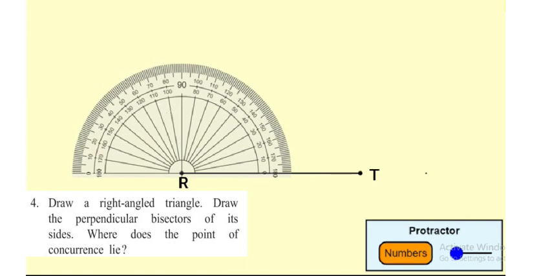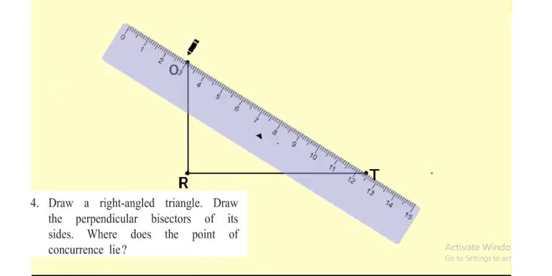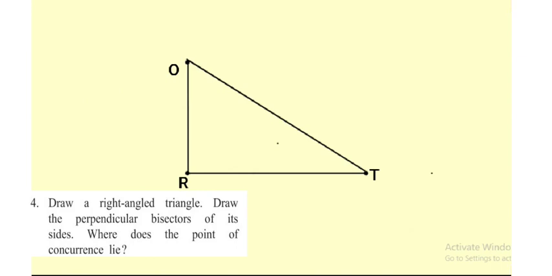This marking on the protractor shows 90 degrees. Put a dark point here to identify the position of the angle. Name this point as O. Remove the protractor and join points R and O and T and O. This is the right angled triangle RTO.